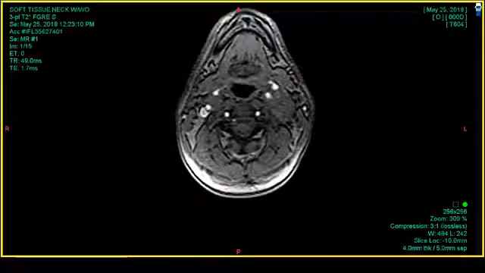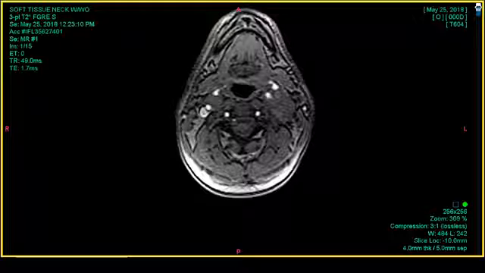41-year-old male with a neck mass, frequent fevers, coughing, left-sided headaches, and left tonsillar enlargement.